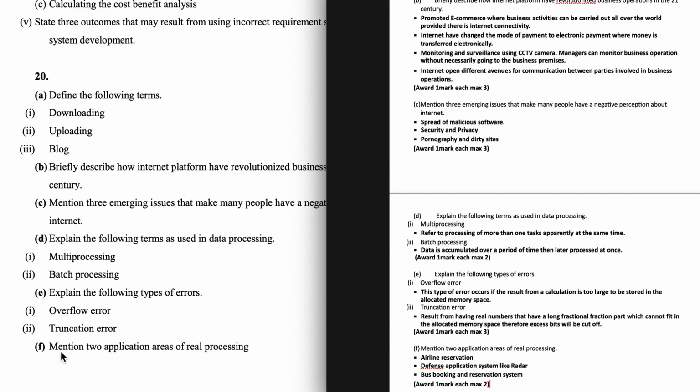20e. Roman 2, truncation error results from having real numbers that have a long fractional part which cannot fit in the allocated memory space, therefore excess bits will be cut off. 20f. Mention two application areas of real-time processing: airline reservation, defense application systems like radar, bus booking and reservation system.